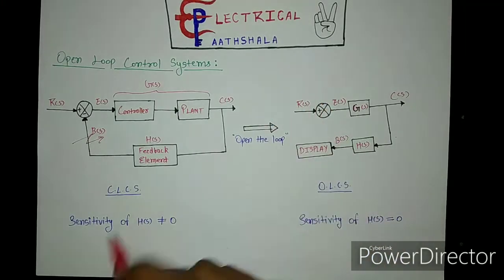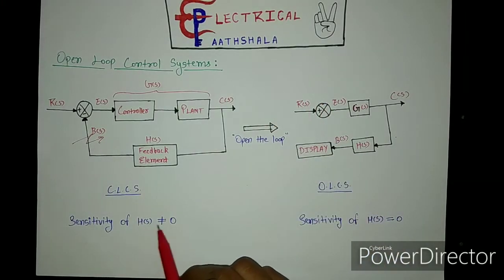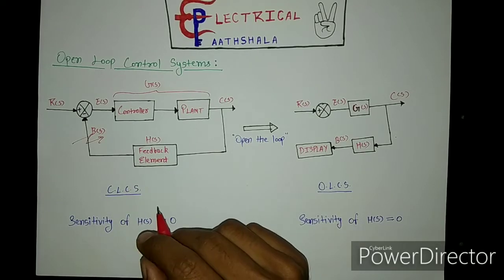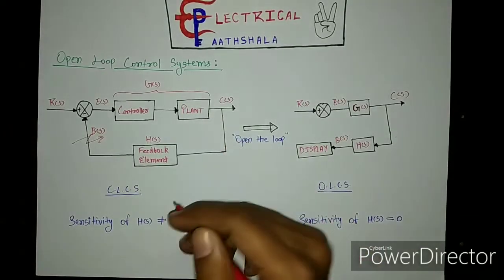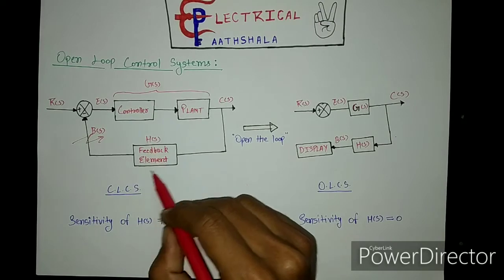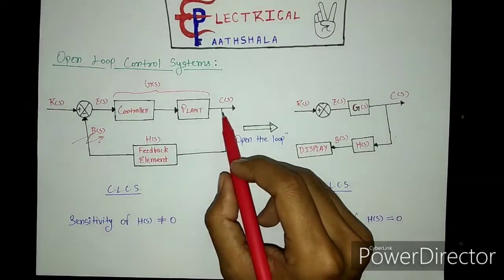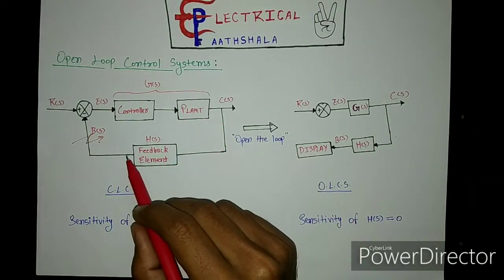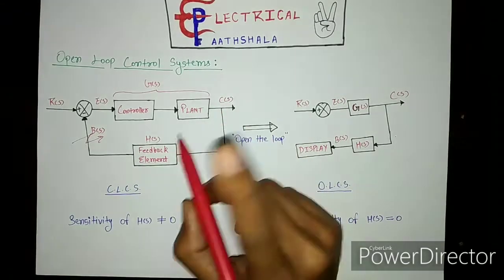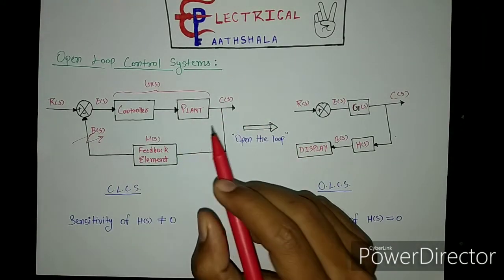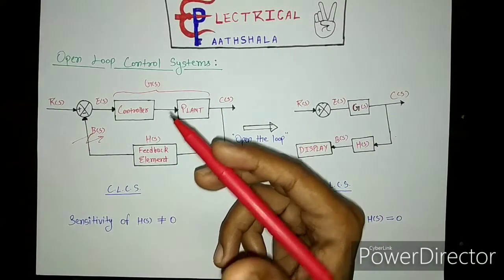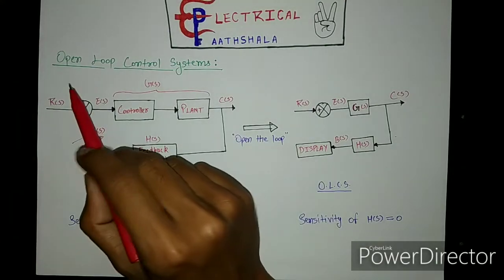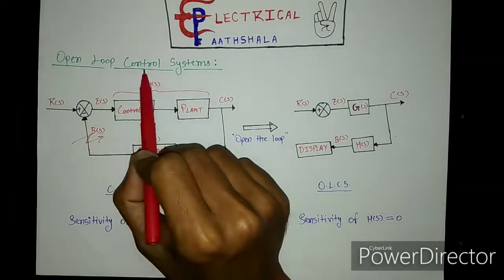So we can say that the sensitivity of the feedback element, H(s), is not equal to 0 for closed loop control systems. But there are some applications in which, even if the feedback elements are not working properly, or there is some disturbance in the feedback path, the output of the system doesn't get affected by that. To meet the requirements of such applications, we have a concept called open loop control systems.